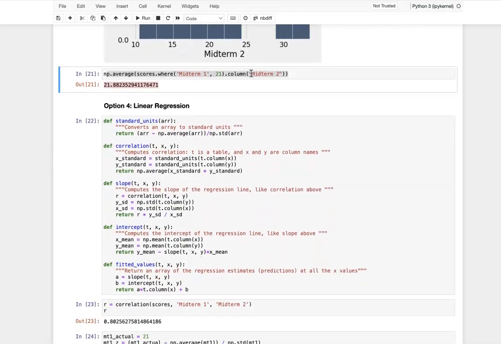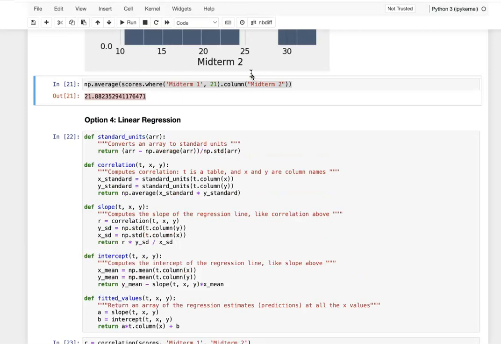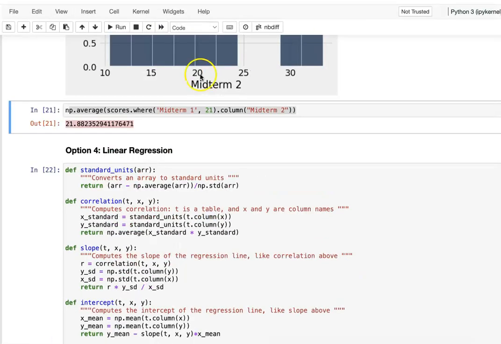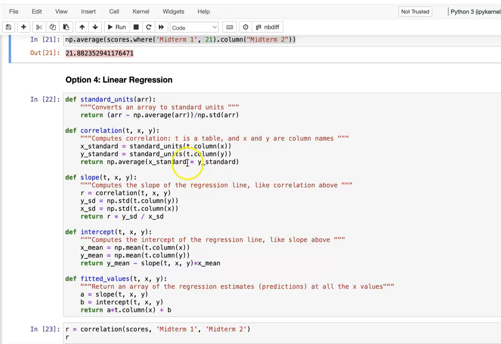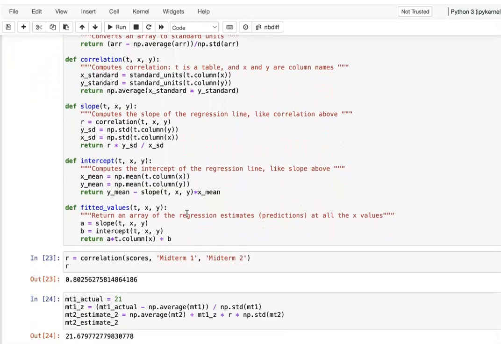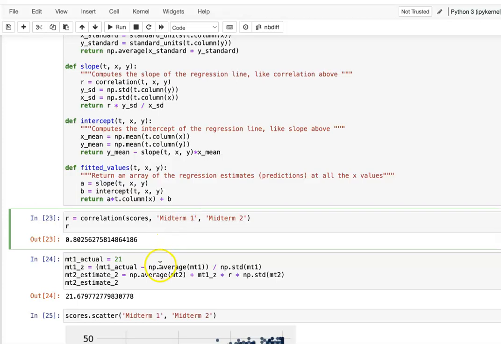Of course, if we want to use the linear regression, we need to apply the functions we have before, right? We have the standard unit function, correlation function, slope, and intercept function. So let's use those. First, let's see the correlation for our midterm 1 and midterm 2. You can see here, I already ran each piece of code, so I didn't run it again, so we can save some time.